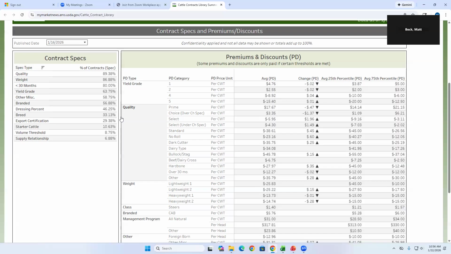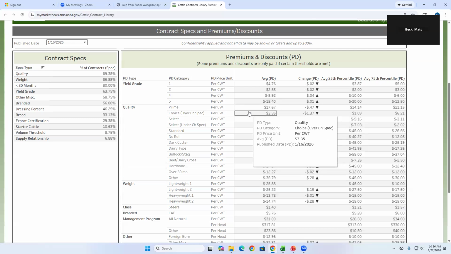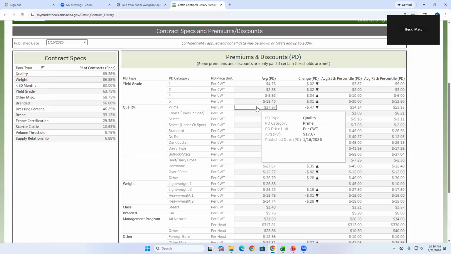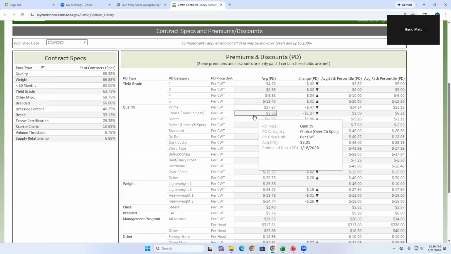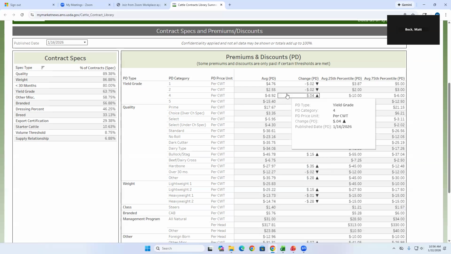So here's the premiums and discounts for quality. Prime is receiving, oh, this is choice. Okay. They're receiving an $18 per hundredweight premium over average choice. Okay. This choice over choice spec, that is upper 2/3 choice or high choice relative to an average choice quality grade. Okay. It's receiving a $3.35 premium.